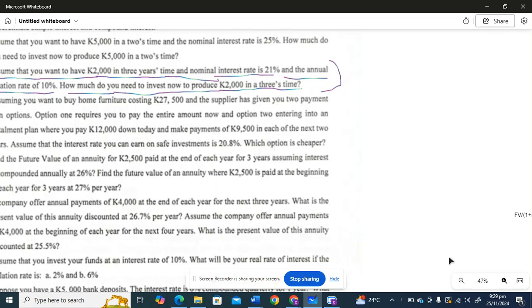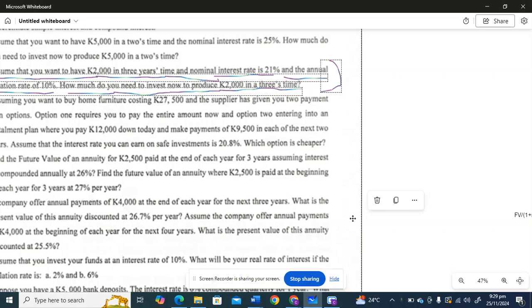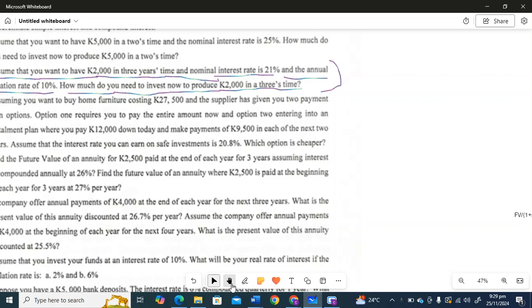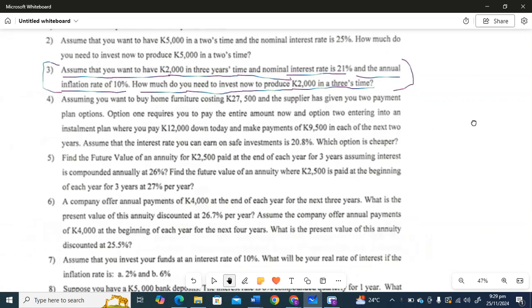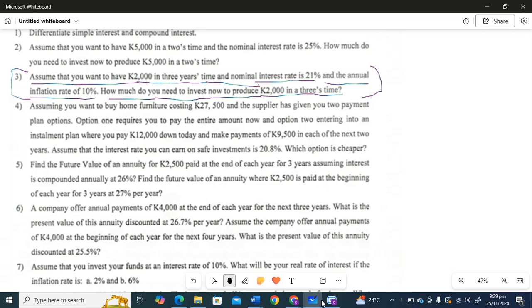All right, so here's a question. The next question. Assuming, maybe underline so at least as well already.